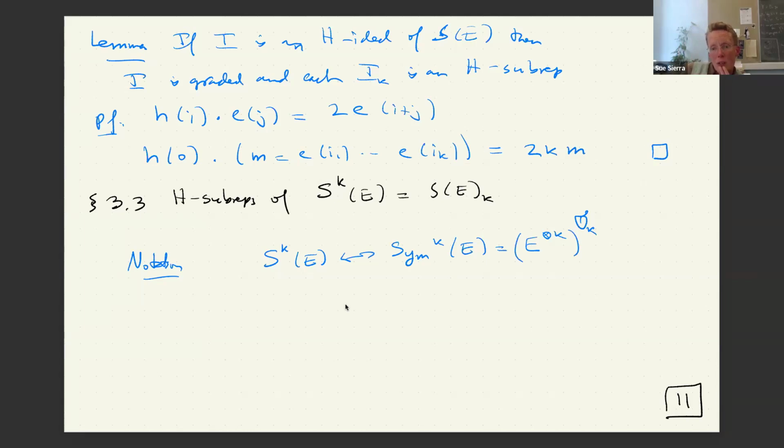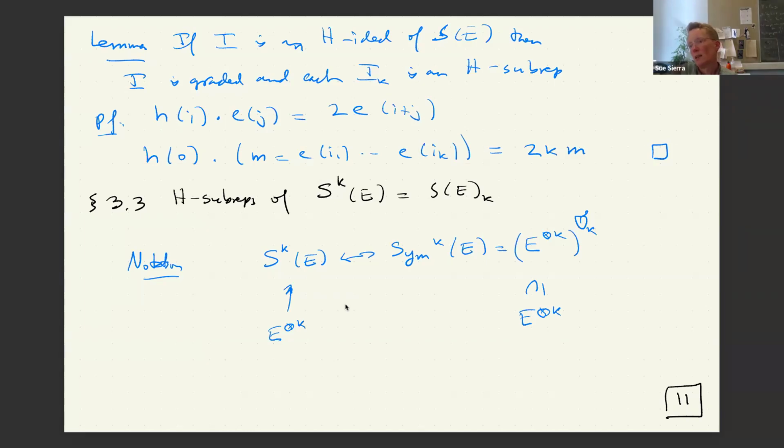And it turns out to be easier to look not at S^k(E), the kth symmetric power of E, but at the symmetric invariants of the k-fold tensor product of E. So these two vector spaces are naturally in bijection, but I want to be careful about them because the kth symmetric power of E is naturally thought of as a quotient of the k-fold tensor product of E.